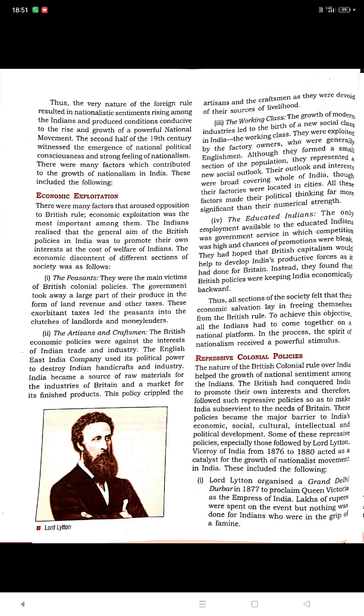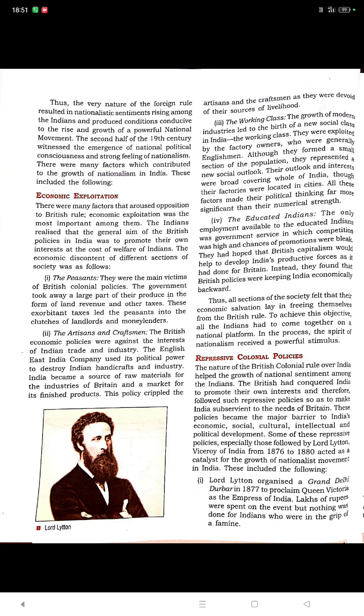Means the small farmers producing plants, fruits, these all were taken by the British government in the form of land revenue and taxes. These exorbitant taxes led the peasants into the clutches of landlords and moneylenders.